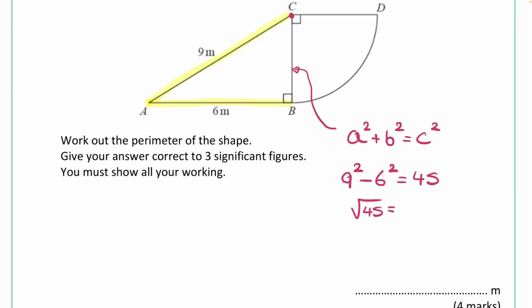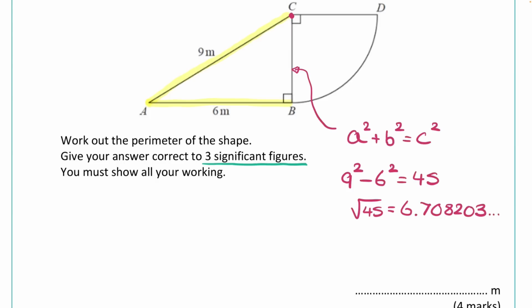Now we know at this point as well, we're probably not going to get a nice whole number. It doesn't come out as a whole number, and the hint for that was that it said give your answer correct to 3 significant figures, which gives us a bit of a hint there that it is going to be a decimal answer. So we get 6.708203, and there's a few more decimals.